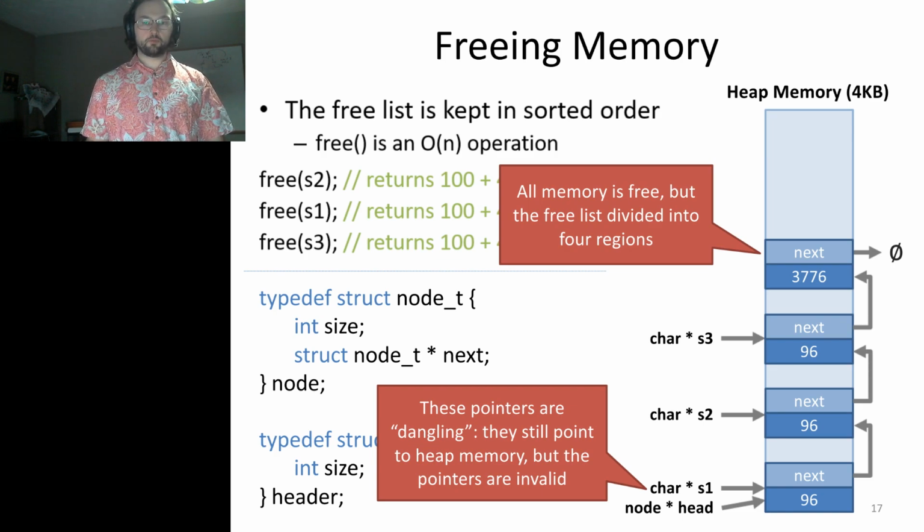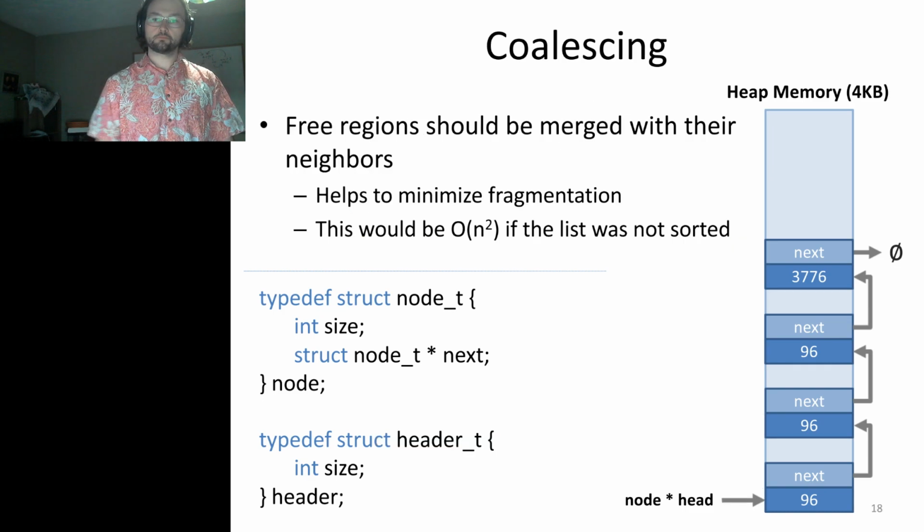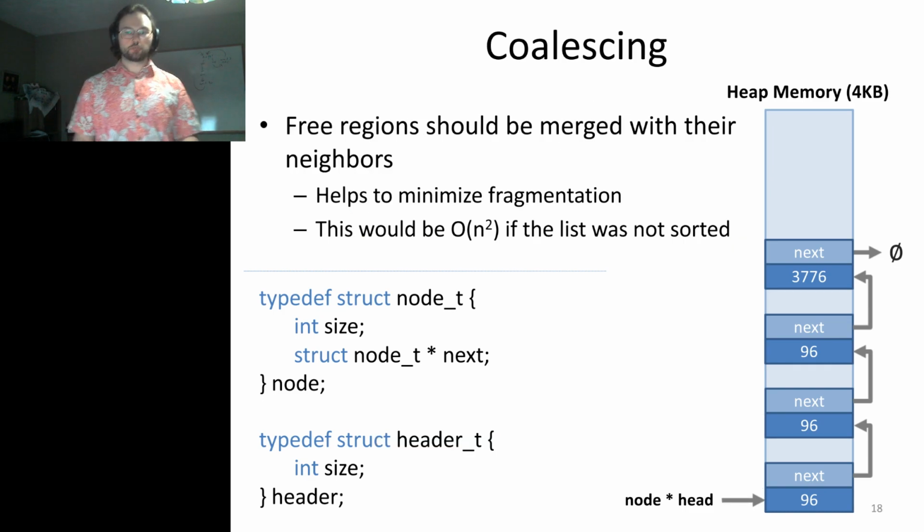Of course, the problem here is that we aren't coalescing in this example, so our free list is divided into 4 regions. That would produce fragmentation. If we tried to allocate 4,000 bytes right now, we couldn't, because there's no single block that's 4,000 bytes big, even though we have 4,000 bytes of contiguous memory available for allocation. So the rule is that free regions should be merged with their neighbors when possible.